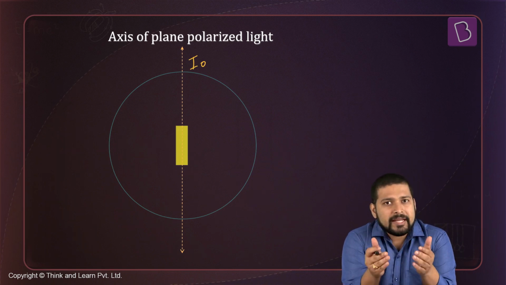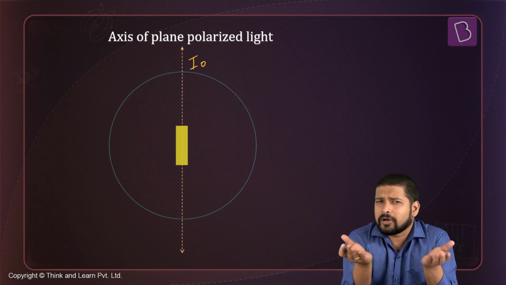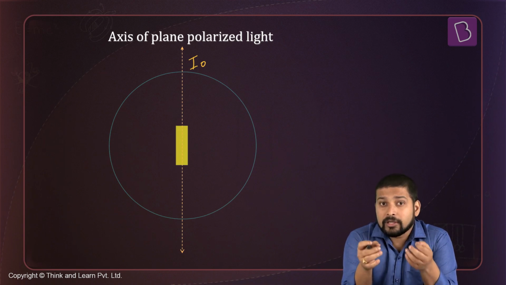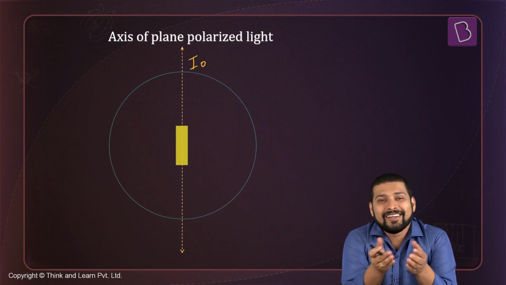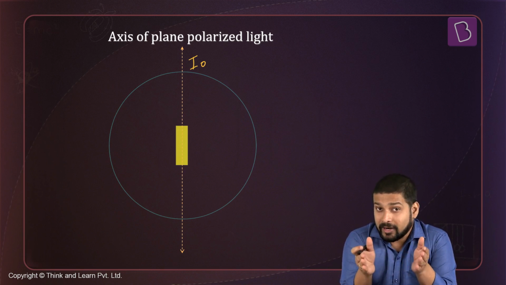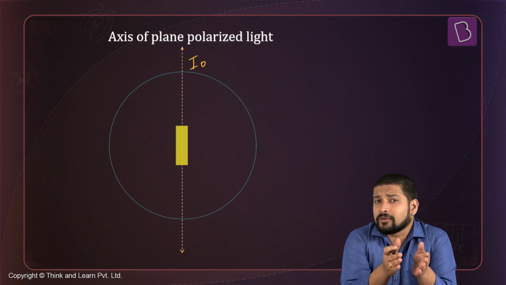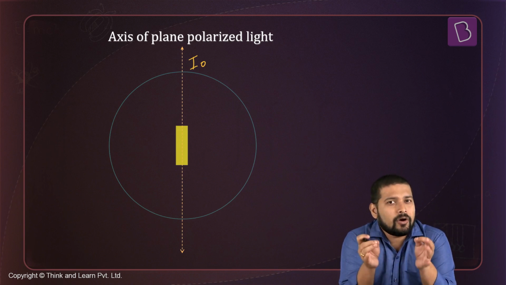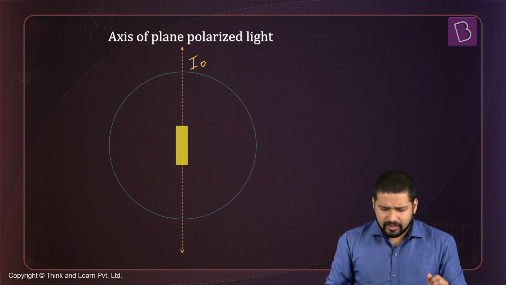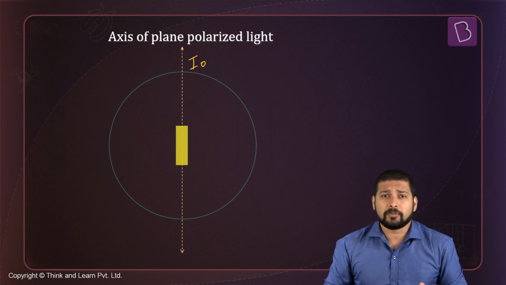Then it is asked by what angle you are supposed to rotate or place another polarizer so that the intensity of the light which is coming out from this is going to be equal to 0. Now we know one thing for sure, that if you don't need any light to be coming out from the polarizer, the angle between the axis of the plane polarized light and that of the polarizer has to be 90 degrees. So we have to find by what angle you are going to rotate this polarizer.